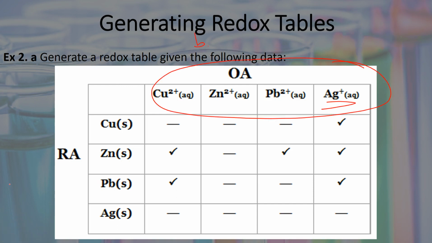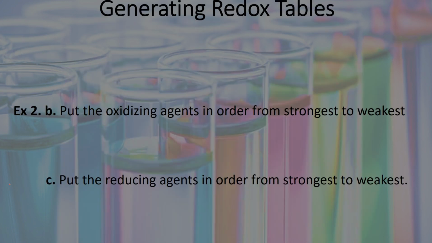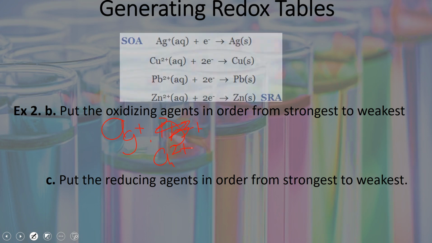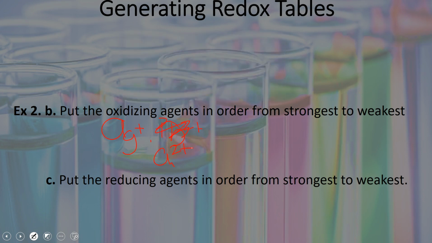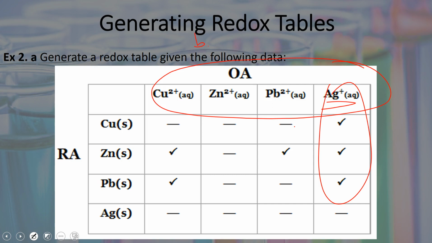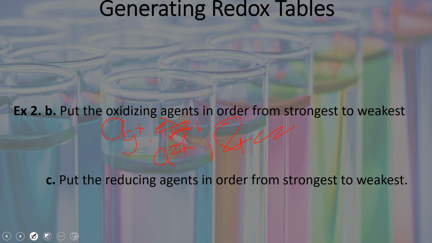Hopefully your table is right. So then for part B, oxidizing agents from strongest to weakest, whichever has the most check marks is the strongest. So Ag positive, Pb 2+, is that right? Oh, sorry, Cu 2+. Wrong way. Zinc, copper. Sorry. So Ag, then copper, then lead, then zinc.